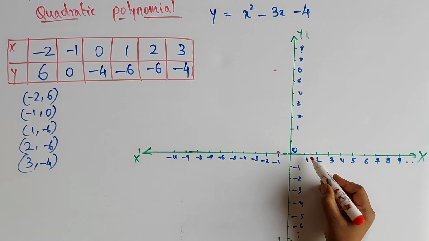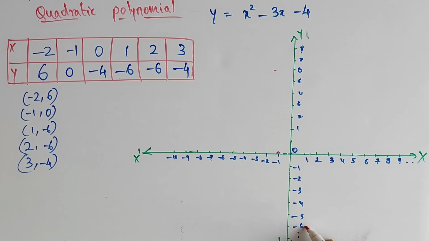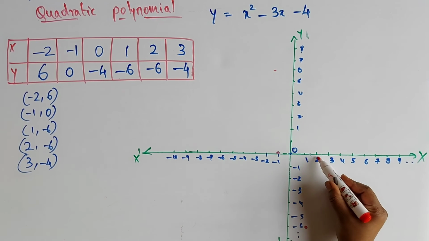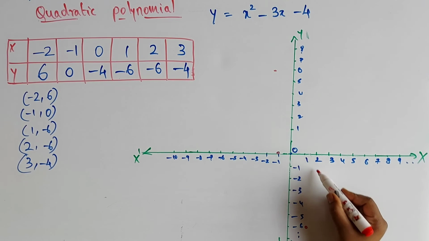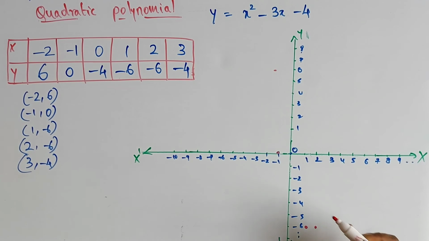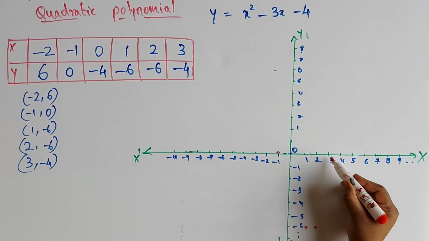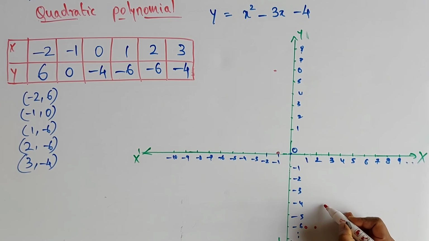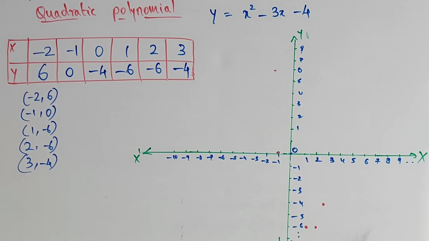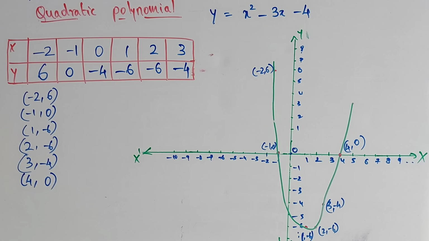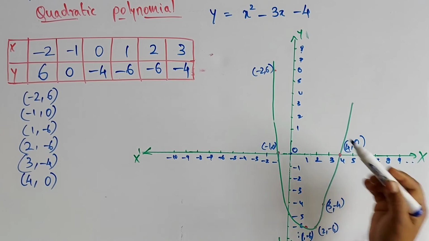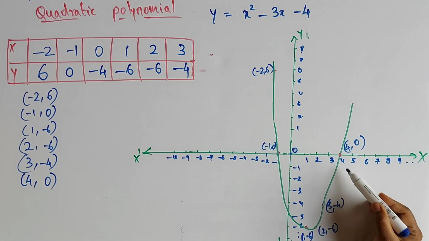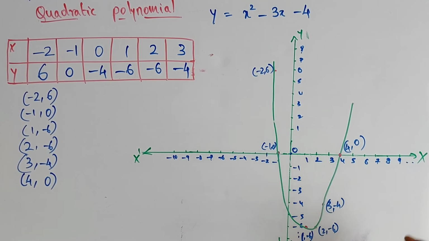(1, -6): the x value is 1 and the y value is -6. Here is the point, children. And (2, -6): 2 is here and the y value is -6. So here is one more point, where the x value is 3 and the y value is -4. So on like that, children. If x equals 4, the y value is 0, children. After plotting all the points, this is the final representation.